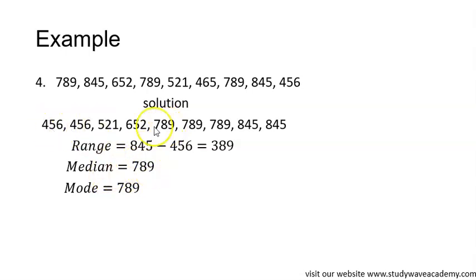Now let's look for the mode. The mode is the number that appeared more. So which number appeared more here? 789, right? It appeared 3 times. So the mode is 789. Okay? Do we understand? So I'm sure by now we're able to calculate the range, median, and mode of ungrouped data.